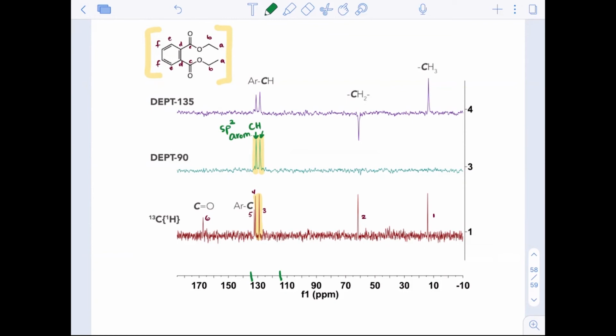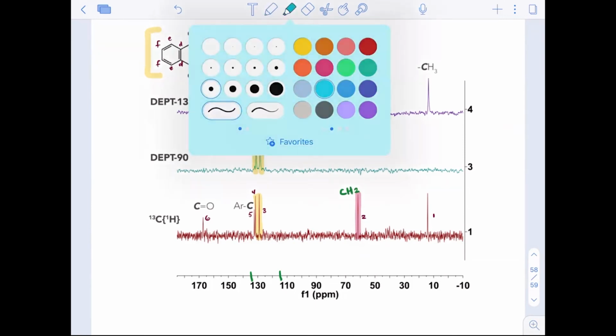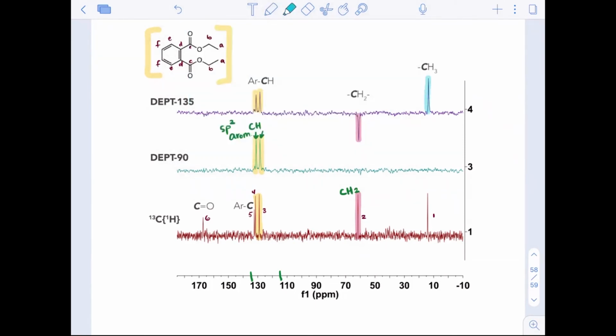Now, let's move up to the DEPT 135. There is still our 2 CH groups, right? We see this negative peak for this one right here. So this must be a CH2 group, right? Because the CH2 group in a DEPT 135 is inverted. Beautiful. And then the last peak that I want to see here was absent in the DEPT 90, but present in the DEPT 135. That means it must be a CH3 group, all right?